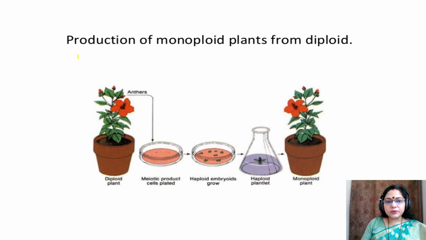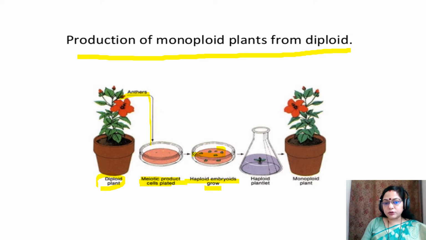In this slide, you can see production of monoploid plants from diploid. Here, the diploid plant is taken and its anther is collected. Mitotic products are plated. Haploid embryos grow. Now, the haploid cell is grown by tissue culture as a haploid embryo. Now, haploid plantlets, and it is planted again. The plant is now monoploid. This is an easy technique applied by genetic engineers.